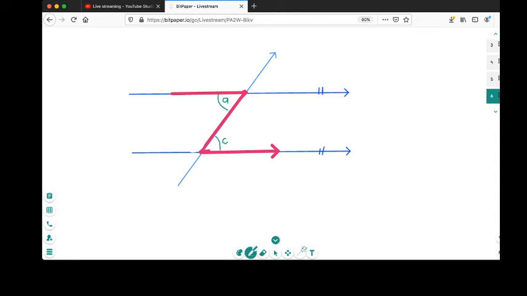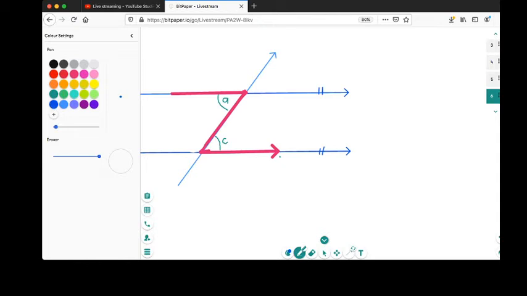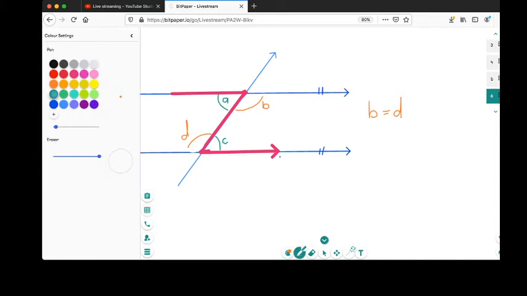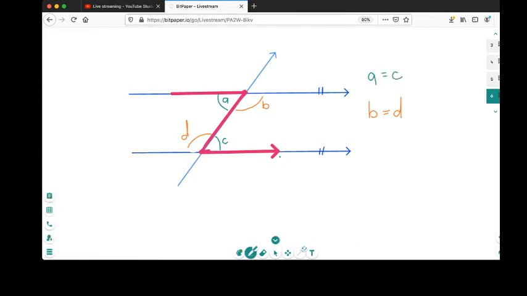Because if you think about it, they're both the exact same interior angle. If we were to flip this one over to the other side, they would be technically in the same position in the interior angle. So now we also have another thing that's true, which is that if this here is angle B, then this angle D is equal. So in this case, we have B equals D and A equals C.